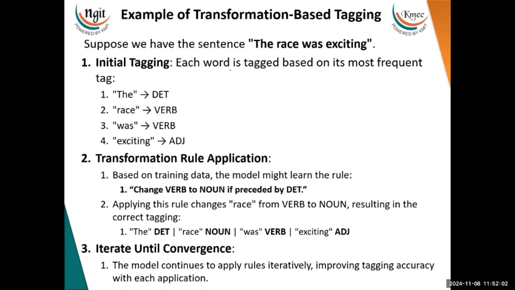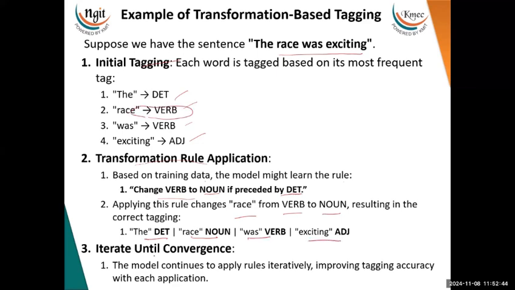Suppose we have a sentence: the race was exciting. In initial tagging, each word is tagged based on its most frequent tag. So the as a determinant, race as a verb, was as a verb, exciting as an adjective. Now the transformation rule application. Based on training data, the model might learn the rule: change verb to noun if preceded by a determinant. Applying this rule, we change race from verb to noun, which results in the correct tag. Now the is a determinant, race is a noun now. Earlier race was a verb, was is a verb, and exciting is an adjective.